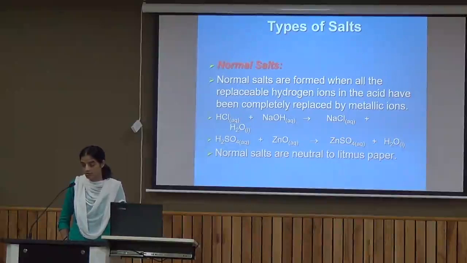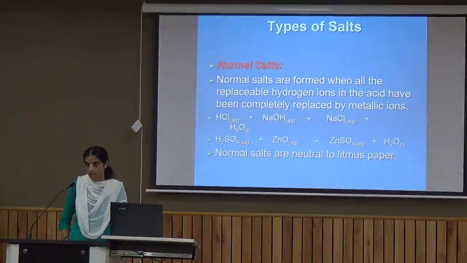Why do we call it a normal salt? Because HCl has only one replaceable hydrogen. This one replaceable hydrogen of HCl is replaced by, or exchanged by, sodium. So in HCl, H is replaced by Na, and the product formed is NaCl. So all the replaceable hydrogen of the acid is replaced by the metal ion. That is why it is an example of a normal salt.